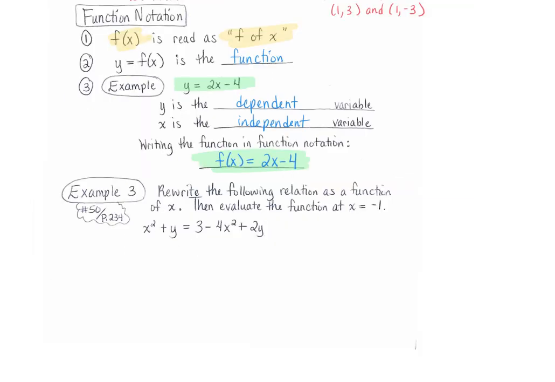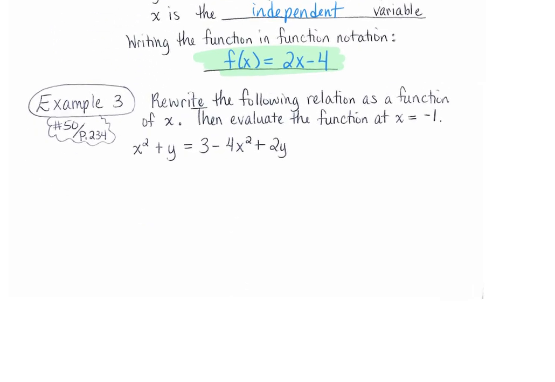All right, so let's continue. Example 3, we want to rewrite the following relation as a function of x. Then evaluate the function at x equals -1. So let's begin.